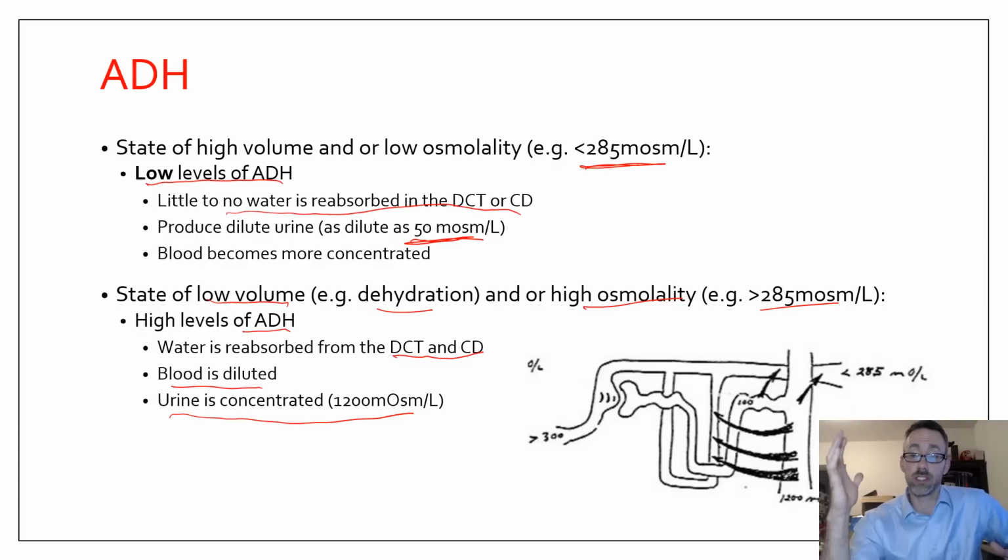So our range of concentration is from 50 milliosmoles, when we're trying to get rid of volume, up to 1200 milliosmoles when we're trying to reabsorb it in the state of dehydration.